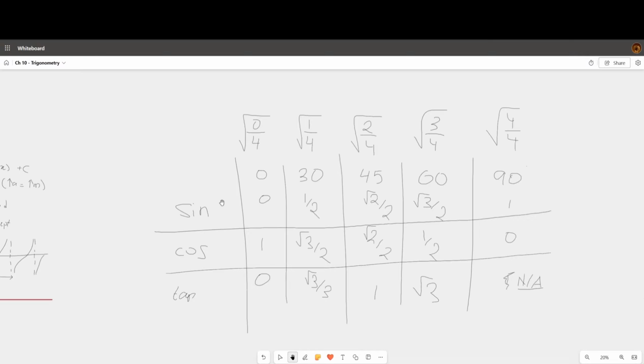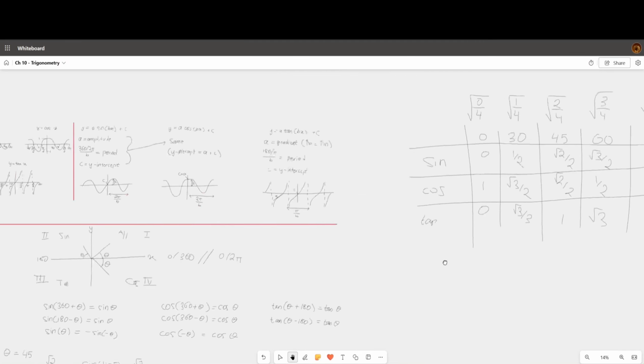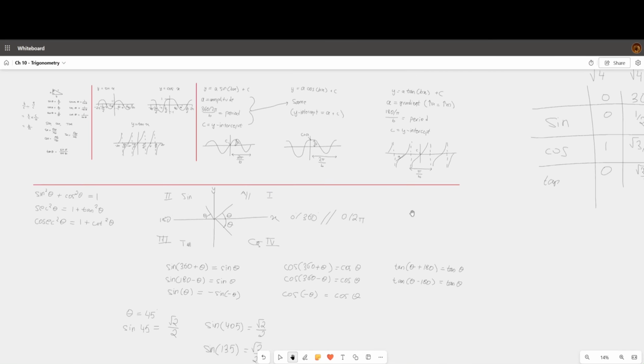So if you just remember these, you remember sine values. Cosine is the exact opposite, and then tan is just division. You can remember these basic angles as well. And yeah, that's about it for trigonometry.